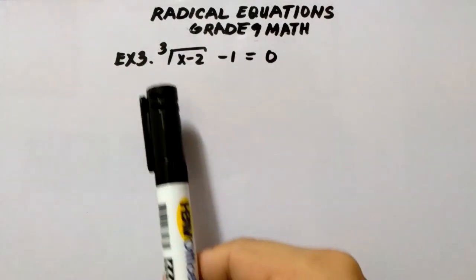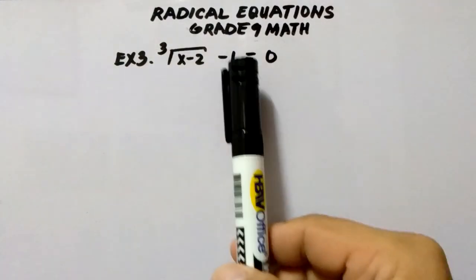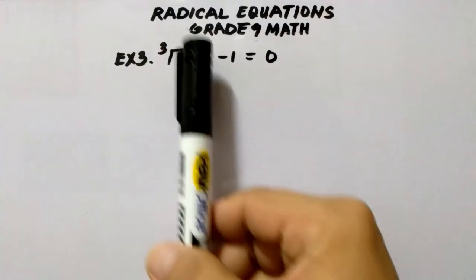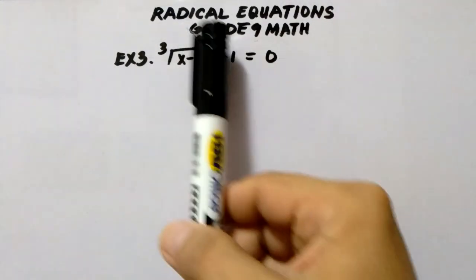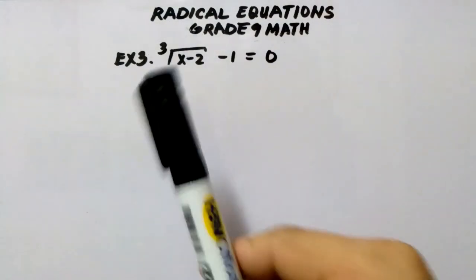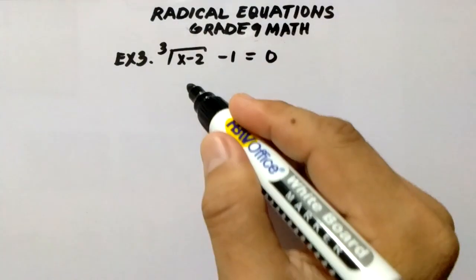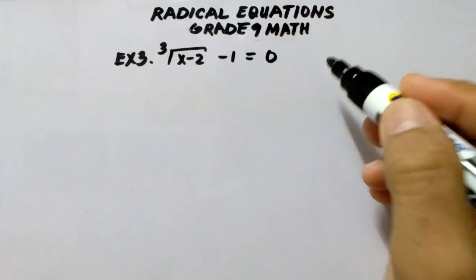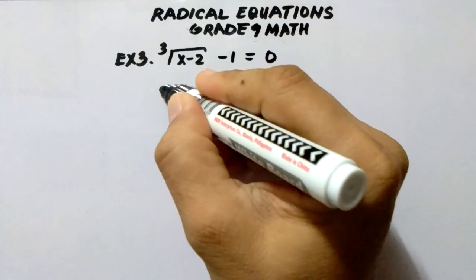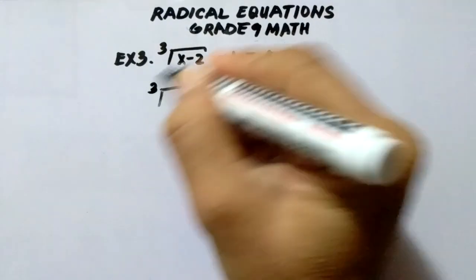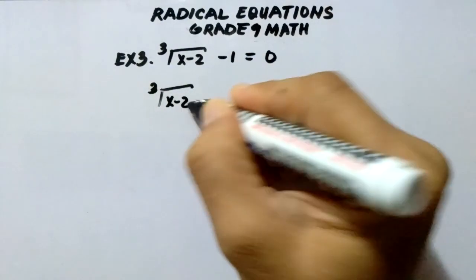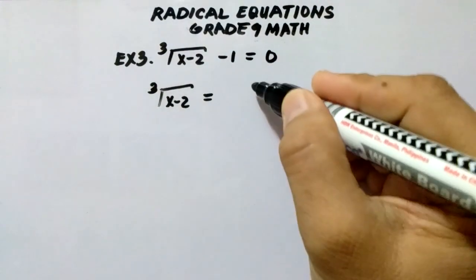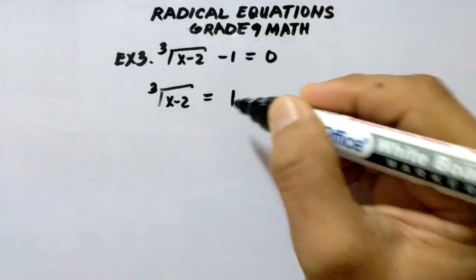Example number 3: cube root of x minus 2 minus 1 is equal to 0. Ang una po natin gagawin is to isolate one radical. So, ihiwalay po natin itong cube root of x minus 2. May iiwan po yan dito sa left side at yung negative 1, transpose po natin dito sa right side. So, we have cube root of x minus 2 is equal to, negative 1 transpose po natin dito sa right side. So, negative 1 becomes positive 1.